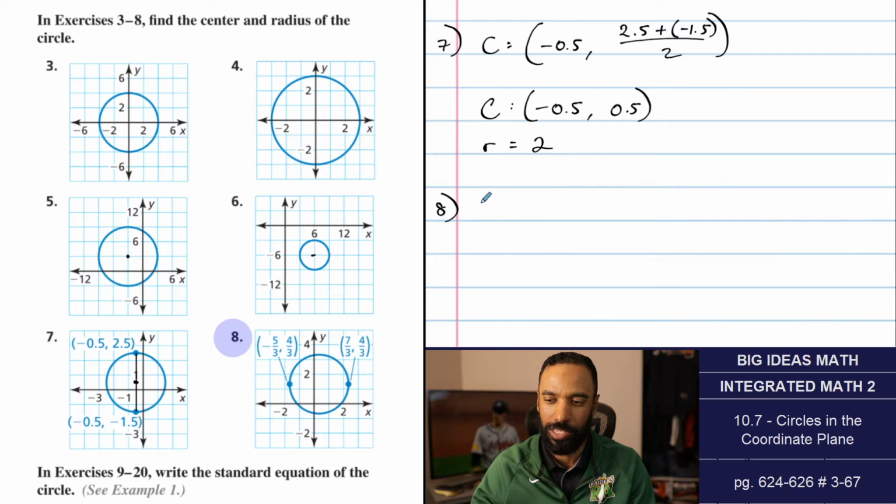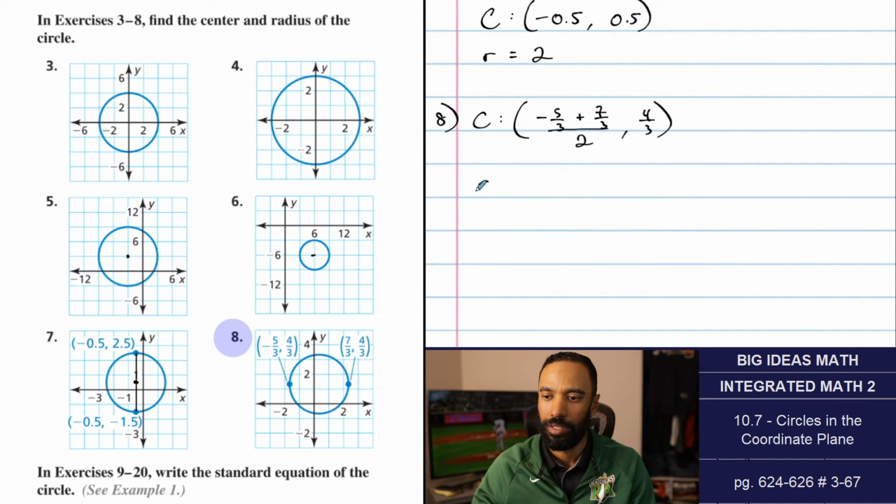So on number 8, when it comes to the center, notice the x values are the ones that change. We've got to take negative 5/3 plus 7/3 and divide that by 2. Kind of a weird look. And then 4/3 will be the y value of this one.